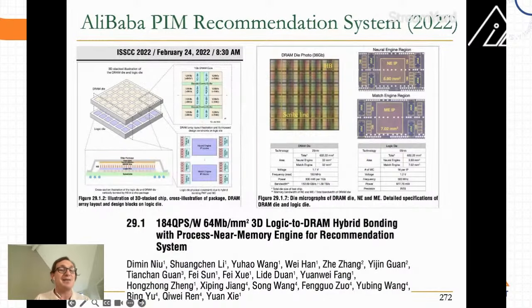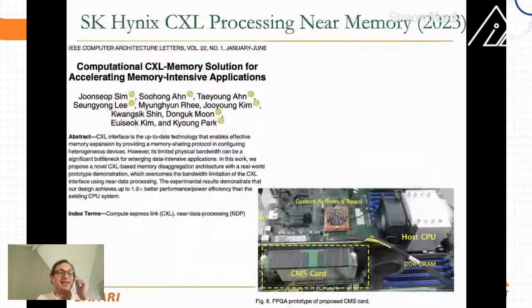Alibaba also modified the DRAM chips. This is the major circuits conference also. And they basically showed that they can accelerate recommendation inference using specialized logic on a DRAM chip. In this particular case, I think it's again a 3D stack chip. So people are working on it, and these major companies are actually investing in it, as you can see.